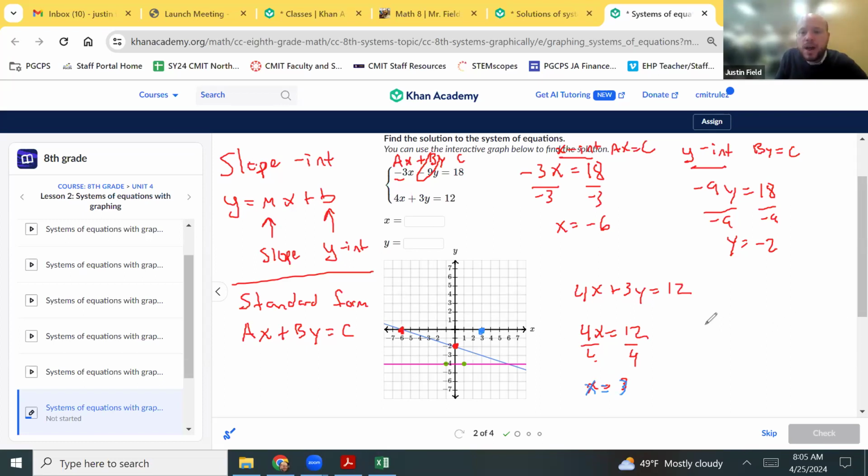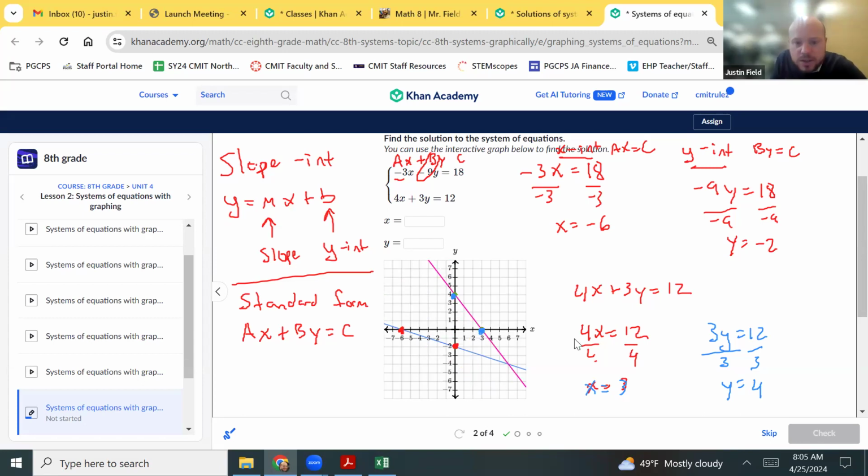And let me do by equals c, which is going to be 3y equals 12. And then divide, and I'm done. 12 divided by 3 is 4. So I'm going to put a point at 4 on the y-axis. And then you just connect those points with a line. Connect those with this other line here. And then we just see where the lines cross.